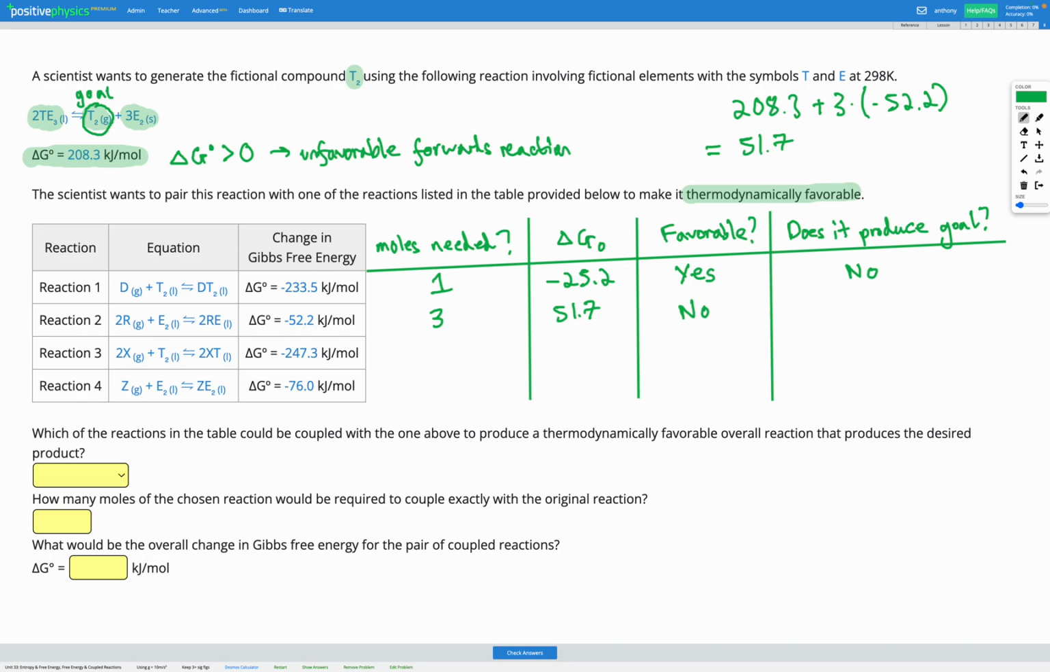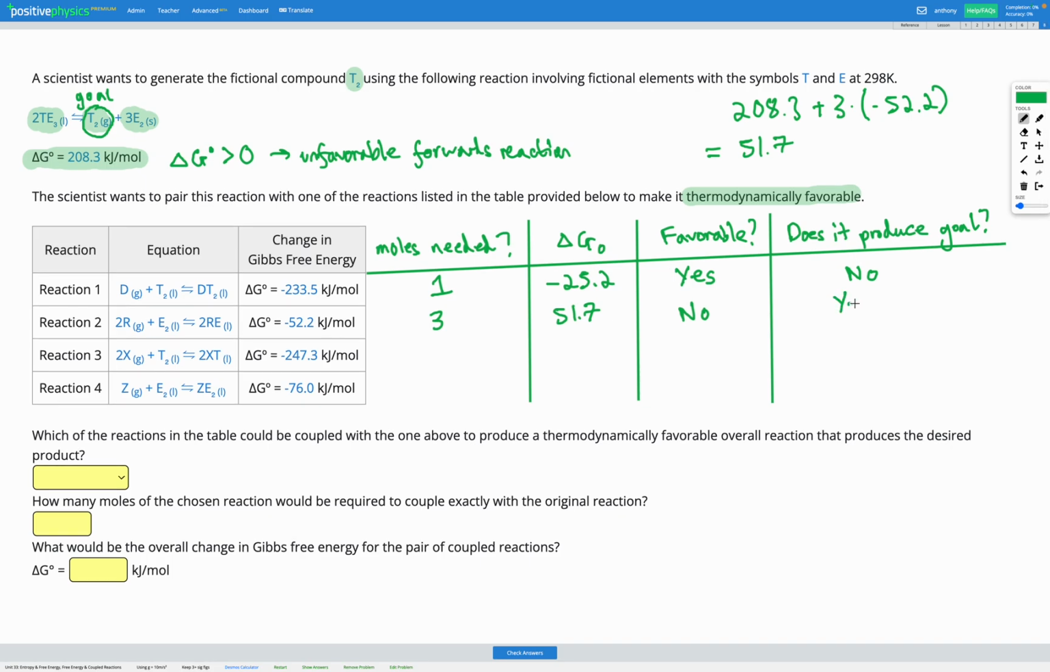However, this one would have produced our goal compound, T2, because it doesn't use up T2 in that reaction 2. It uses up the E2, which is the thing we're not trying to create. So it's good that it produces the right goal compound, but it's not a favorable reaction.